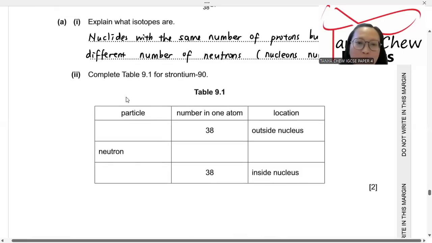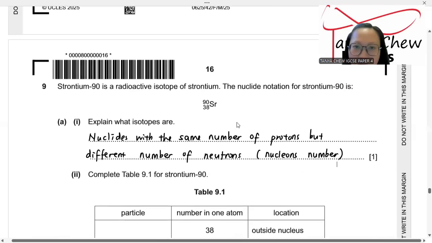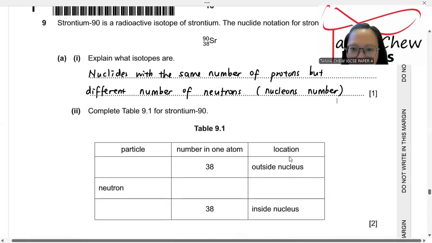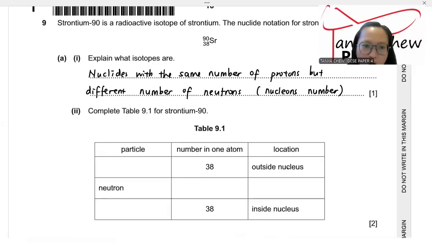Complete table 9.1 for strontium-90. So the number in one atom, okay, is 38. Location is outside the nucleus. You bear in mind, it cannot be proton because proton is inside the nucleus. Inside the nucleus consists of proton and neutron. The one that is outside the nucleus is called electron. Don't make this careless mistake. Remember that, yeah? This is electron.